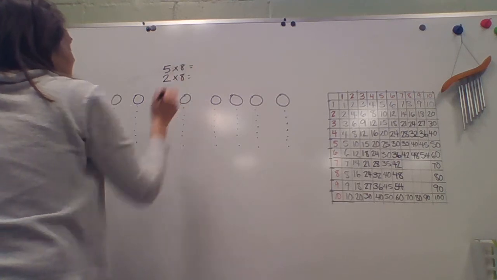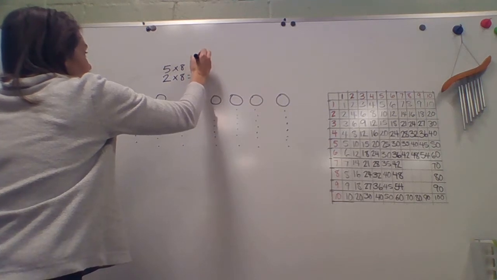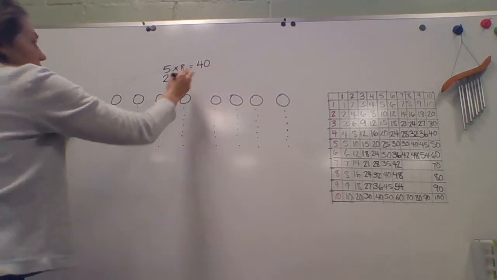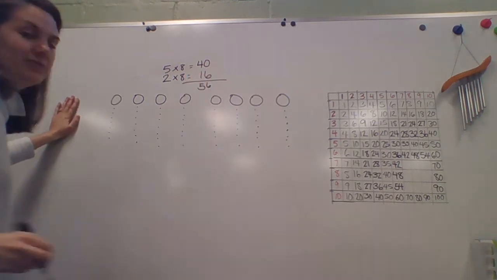And then I'm going to get my 2 products and add them together, right? So 5 times 8, we already said is 40. 2 times 8 is 16. Added together, they'll get 56.